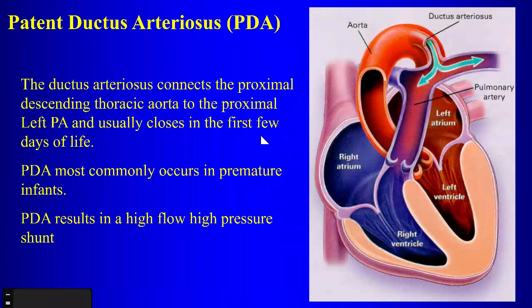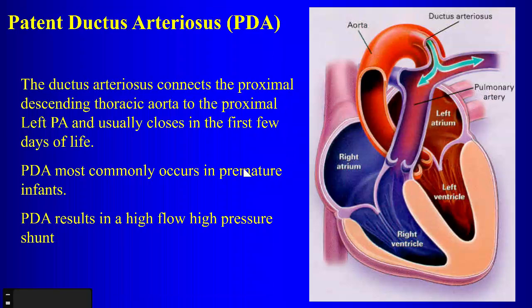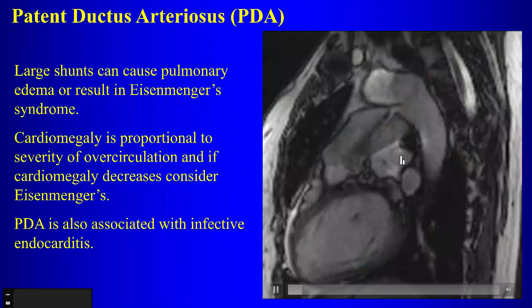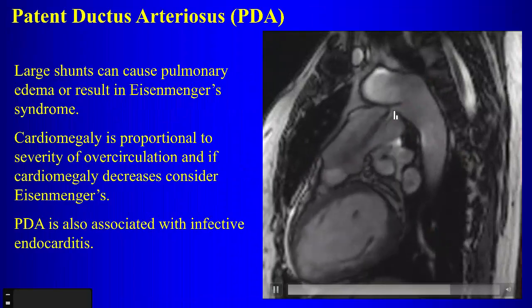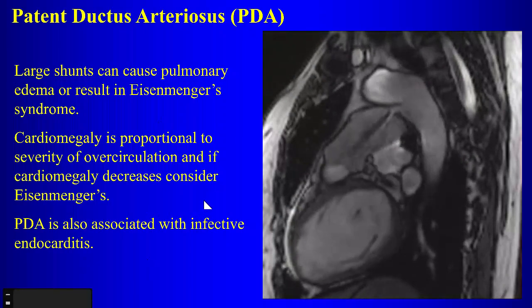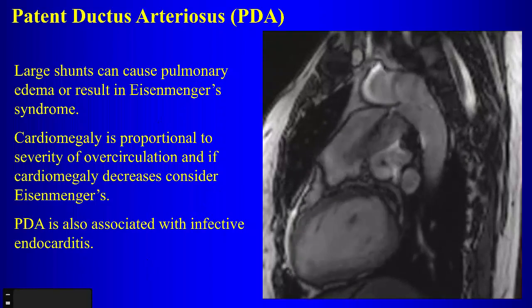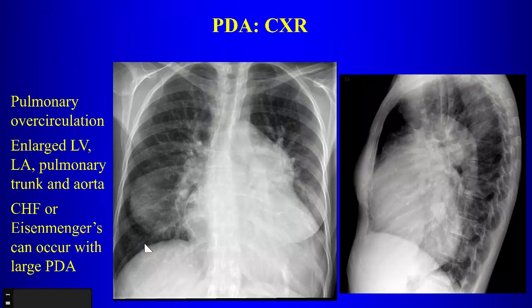So these, of course, give you left to right shunts, with communication between the proximal descending thoracic aorta and the pulmonary artery. They most commonly occur in preemies, high flow, high pressure shunts. This can commonly result in Eisenmenger's, because these are high flow, high pressure shunts. On MR, you can see the jet right there, the communication between the undersurface of the aorta going right into the pulmonary artery. Cardiomegaly is proportional to the severity of overcirculation, and if cardiomegaly decreases, consider Eisenmenger's. It can also be associated with infective endocarditis.